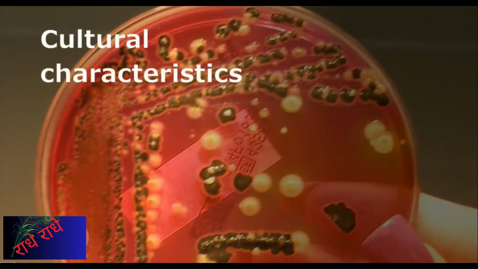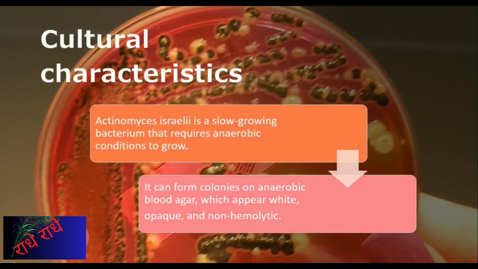Actinomyces israelii is a slow-growing anaerobic bacterium capable of forming colonies on anaerobic blood agar. These colonies typically appear white, opaque, and non-hemolytic. To survive, this species of bacteria needs specific conditions and holds great significance in terms of understanding.